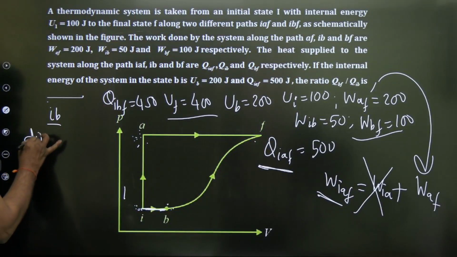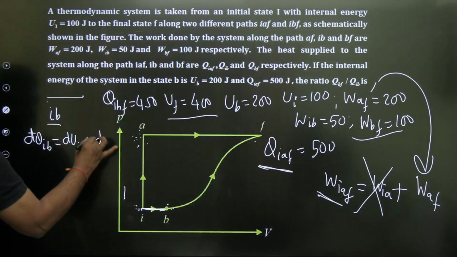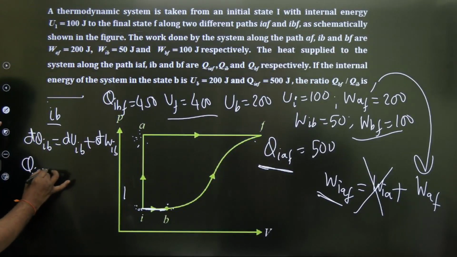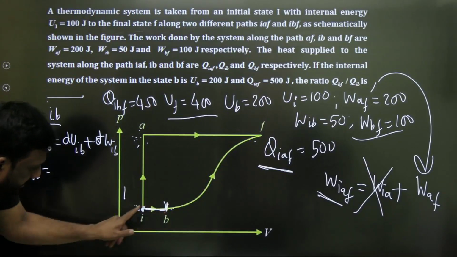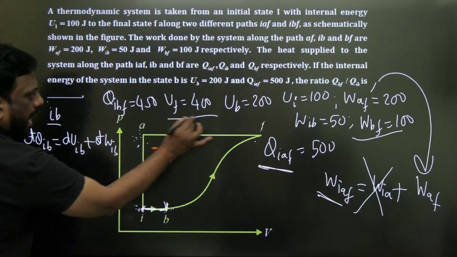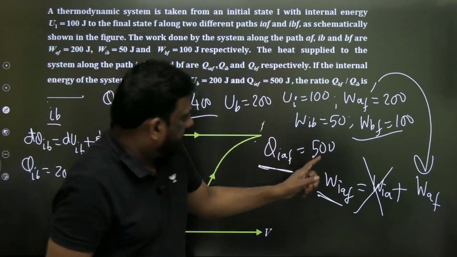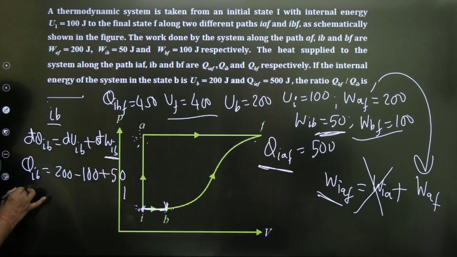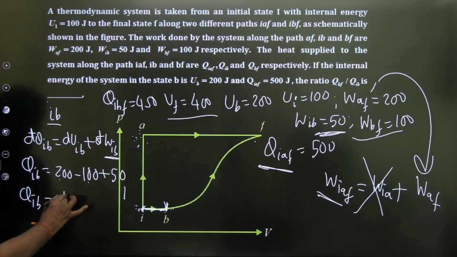d'Q is equal to dU plus d'W. It is for IB. So, what is the heat transfer for IB? I don't know. What is dU for IB? I to B, it is final minus initial: UB minus UI. UB is 200 minus UI, which is 100, plus work in IB. What is work in IB? Already we know work in IB is 50. So therefore QIB is equal to 200 minus 100, which is 100, plus 50, which is 150.